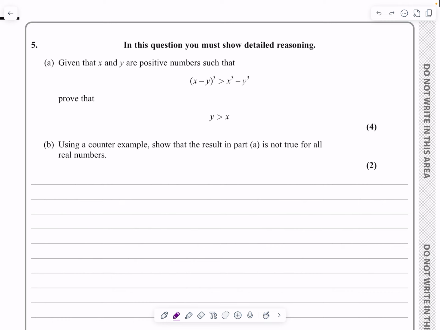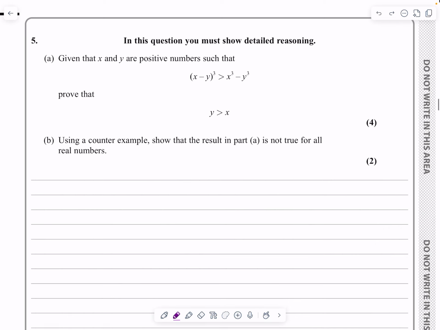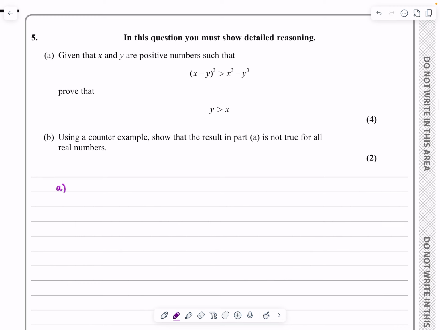It says, given that x and y are both positive numbers and (x minus y) cubed is greater than x cubed minus y cubed, can we show the second part? Yeah, absolutely we can, by focusing on (x minus y) cubed. Now, if you wanted to, you could use the binomial expansion to do this. You've got Pascal's triangle, you could do it quite quickly. I'm not going to, I'm just going to simply multiply them out. It's only to the cube.